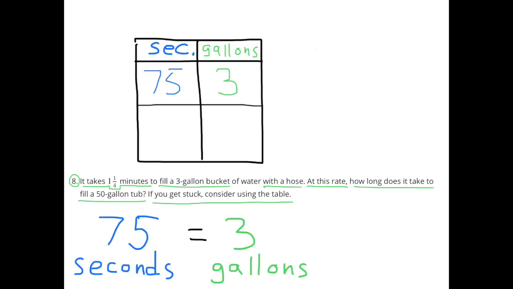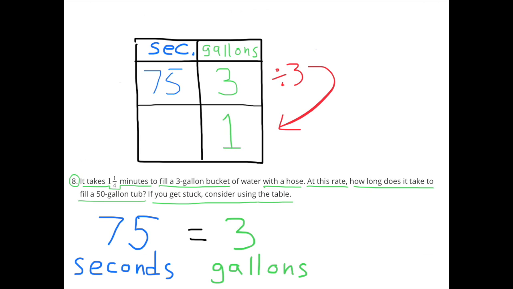I've decided to make a table. On the left column it shows seconds. On the right column it shows gallons. Right now it shows that it takes 75 seconds to fill up 3 gallons. What I'd like to do is figure out how many seconds it would take to fill up 1 gallon.